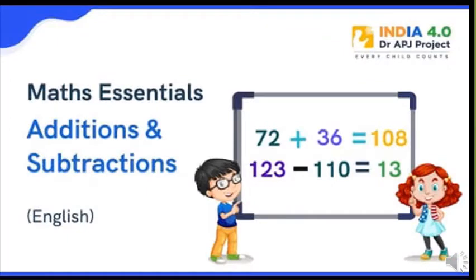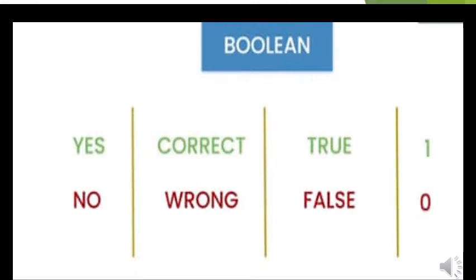So, in this session, we will learn about math essentials, about additions and subtractions. Now let's recap what we have learnt earlier. Earlier, we have learnt about Boolean. Regarding Boolean, we can say that yes, correct, true and 1 are the correct aspects of true values, and no, wrong, false, 0 are the wrong aspects. These are the things which we have learnt earlier.